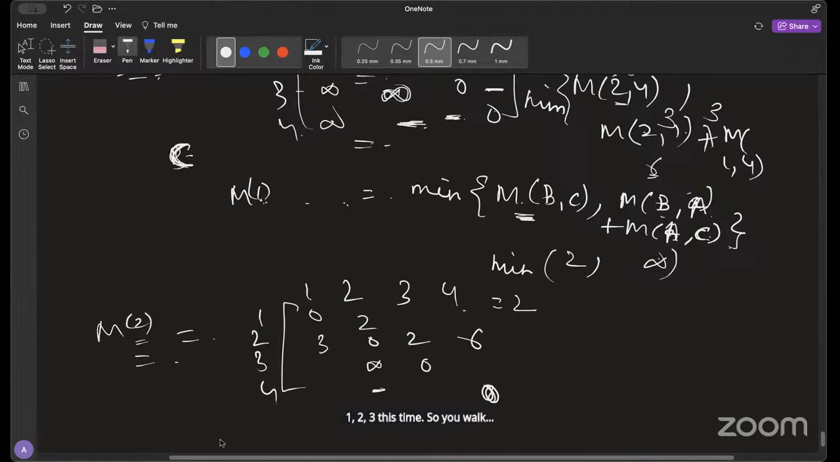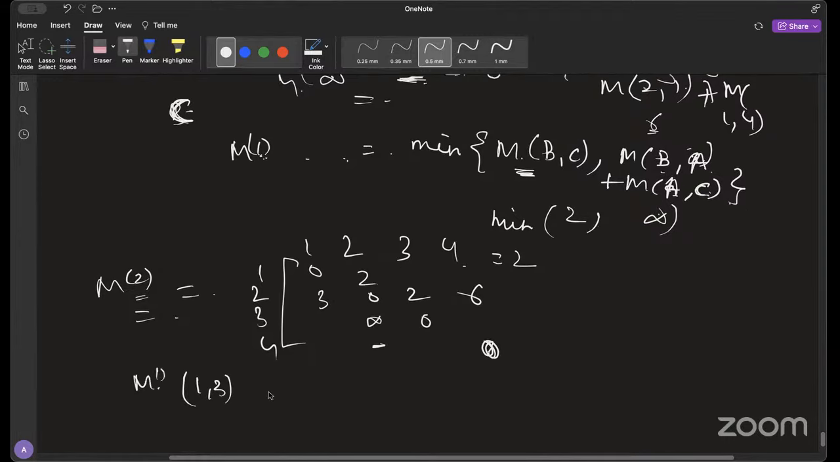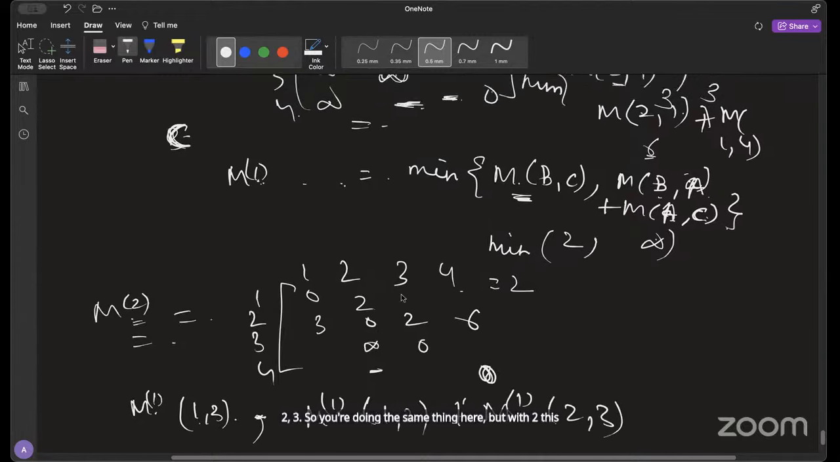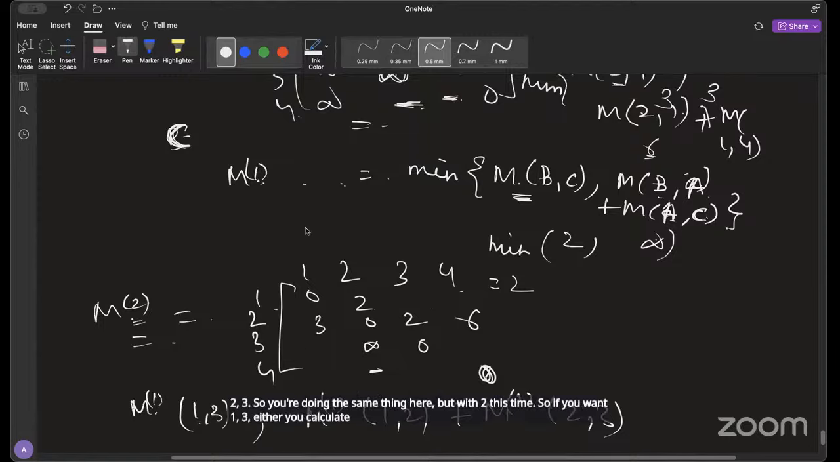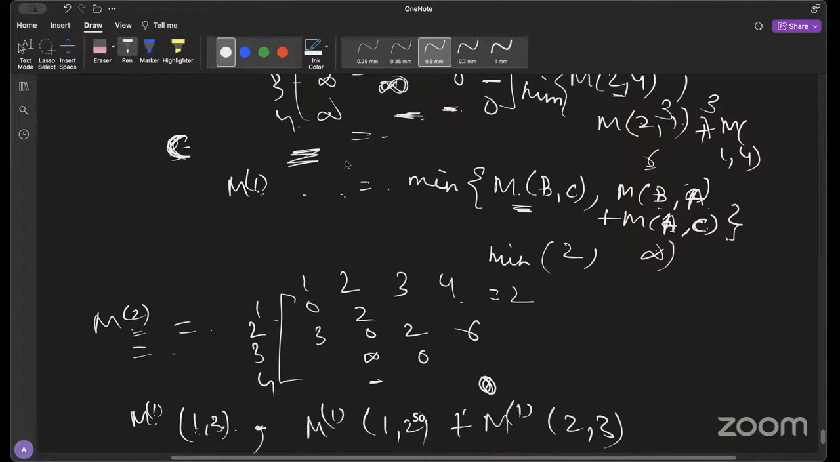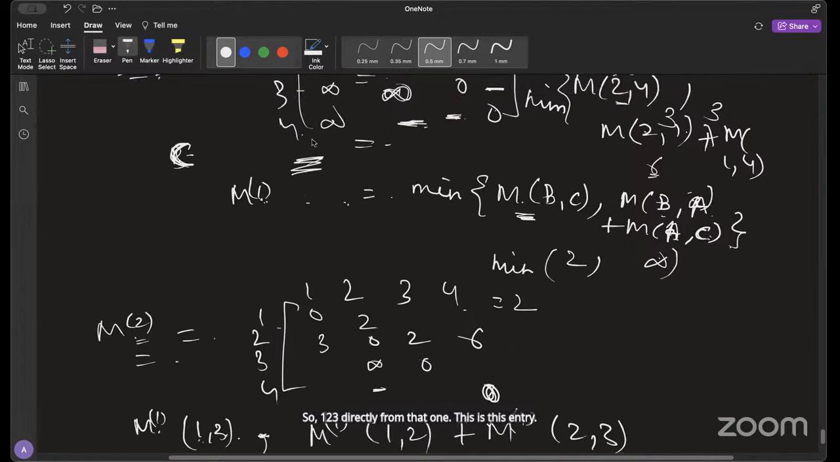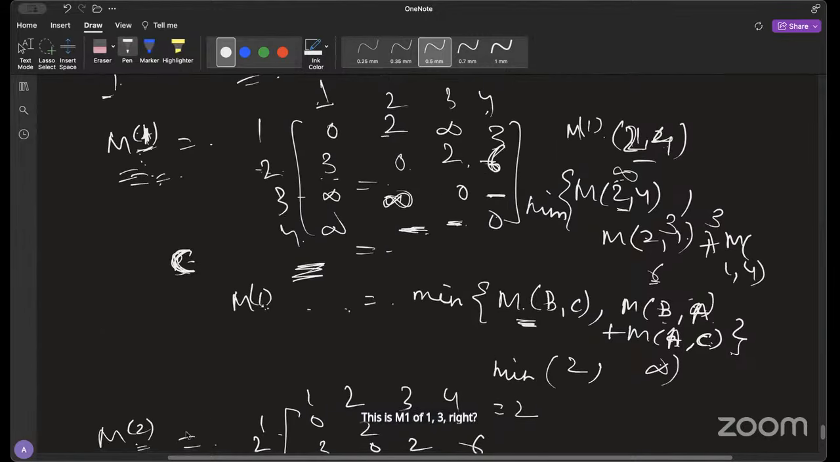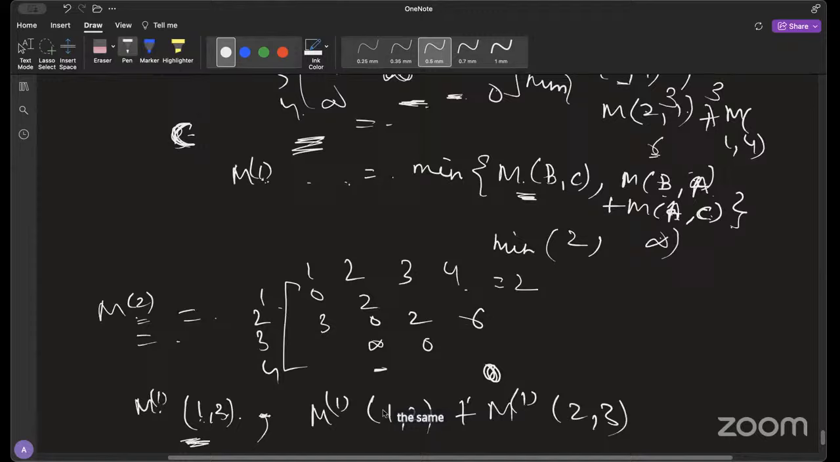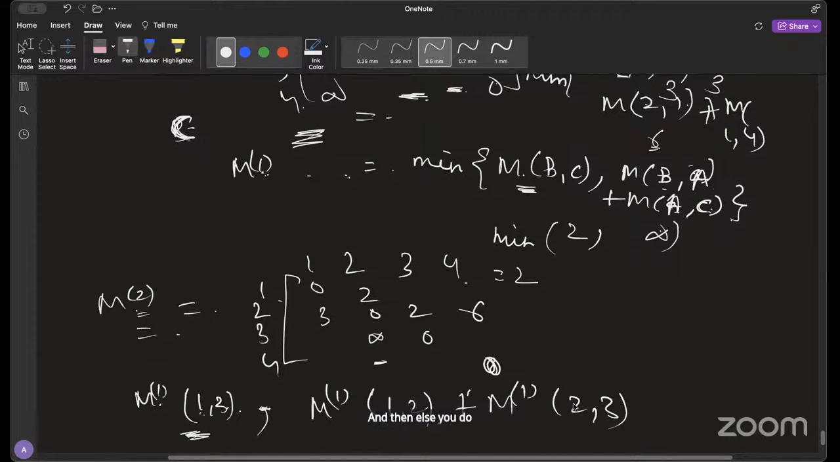So you either take the distance from 1 to 3, or 1 to 2 plus 2 to 3. So you're doing the same thing here, but with 2 this time. If you want 1, 3, either you calculate 1, 3 directly from the previous one. The previous one is this one, right? This is M1 of 1, 3, this entry. And else you do 1 to 2 and then 2 to 3.